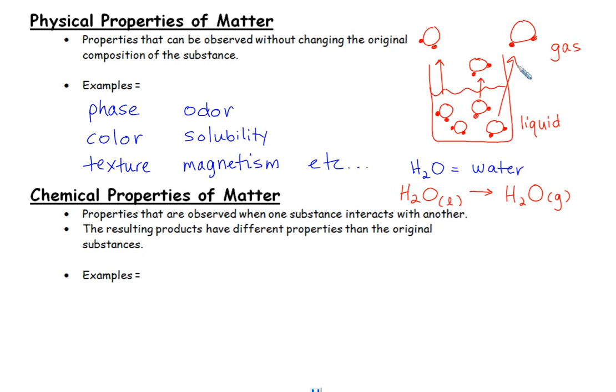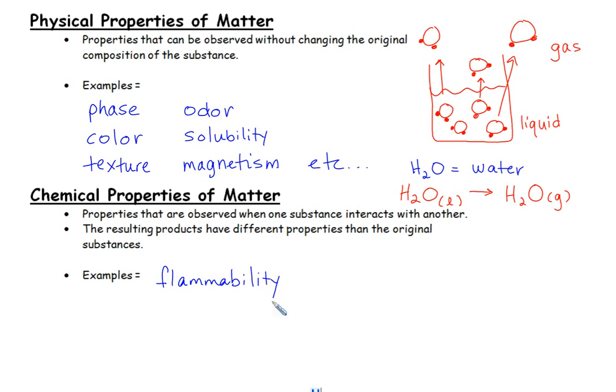Examples. The best examples I can think of are obviously like ability to burn. When something's burning, that's a chemical change or a chemical property. Let's say flammability. When something is burning, it's being transformed into a completely new substance.